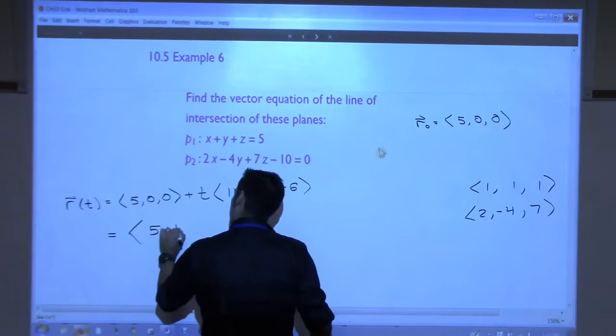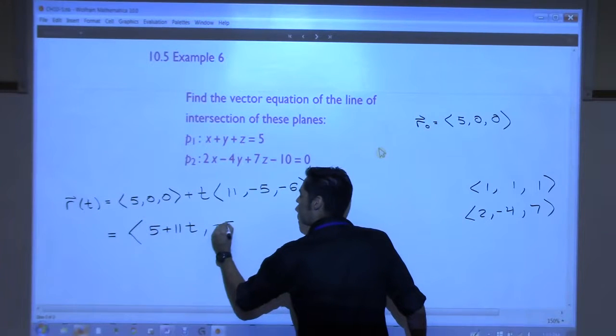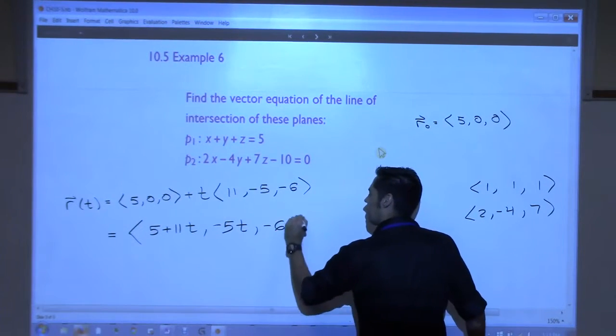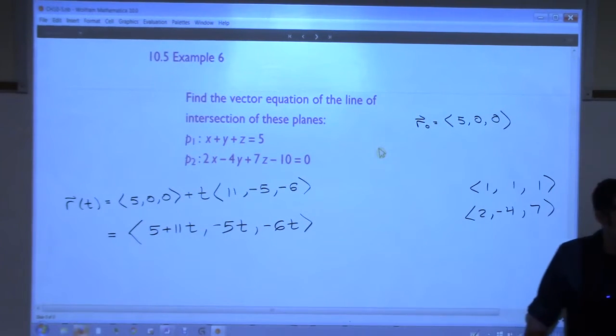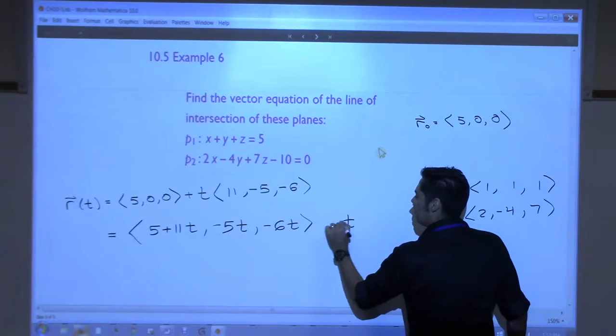5 plus 11t. Negative 5t. Negative 6t. Anything else I should write here? t is an element of all real numbers.